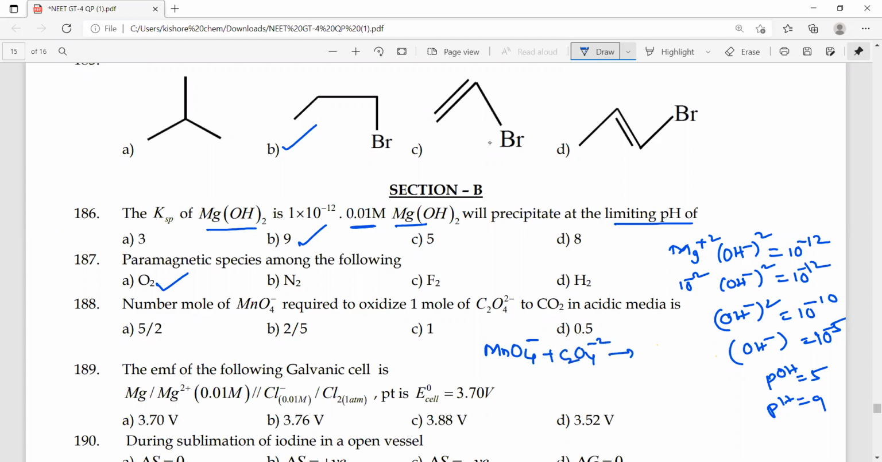MnO4 minus reacts with C2O4 2 minus to give Mn2+ plus CO2. Calculate the change in the oxidation state. Here 5, here 2. For 2 moles of permanganate it requires 5 moles of oxalate. For 1 mole of oxalate it requires 2 by 5.